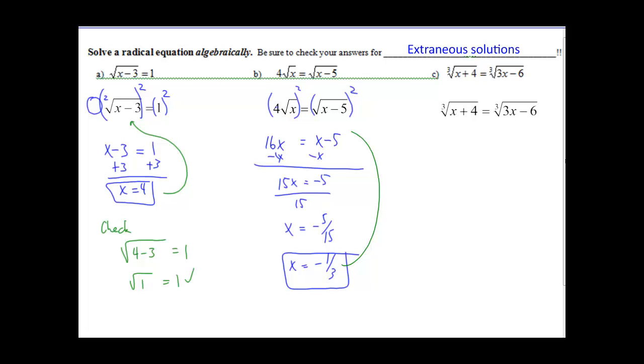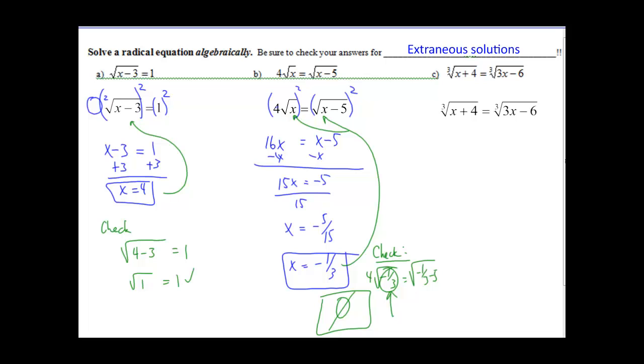As soon as we plug it into this x, and we plug it into this x, checking over here, we're going to get 4 times the square root of -1/3 equals the square root of -1/3 minus 5. Well, if you look right here, we cannot take a square root of a negative. So right there that tells us that our answer is no solution.